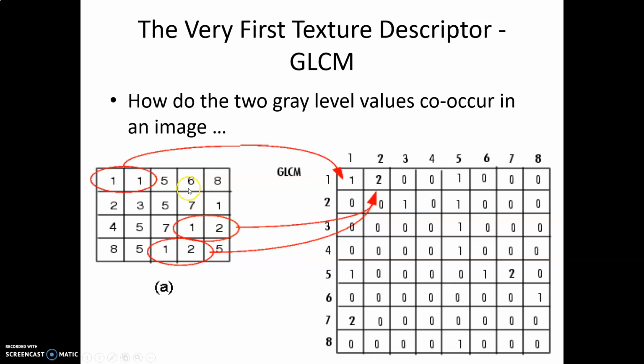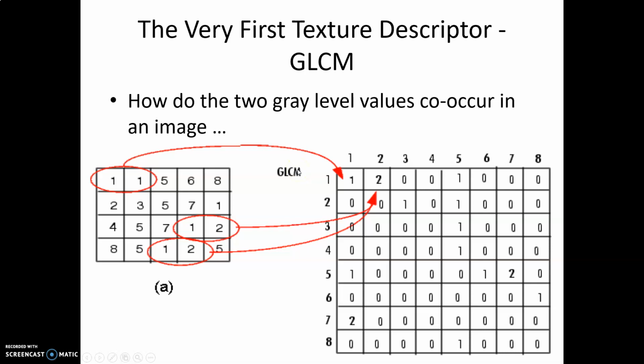For example, the 1 1 pair appears only once. The 1 2 pair appears twice. Then the 1 5 pair appears once in the image, and so on. This is how we calculate all the statistics about the co-occurrence of two different gray level values. An important thing is that in this case we have the horizontal gray level co-occurrence matrix, in which we are just considering the neighboring right pixel, or the neighboring next pixel when forming the pairs.